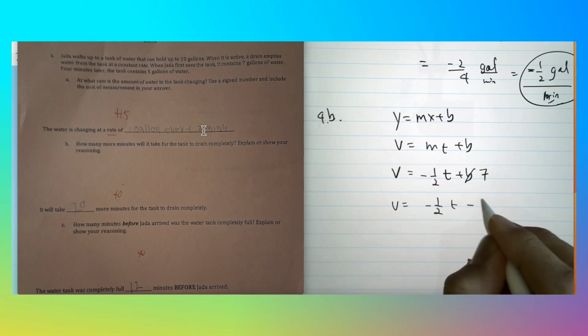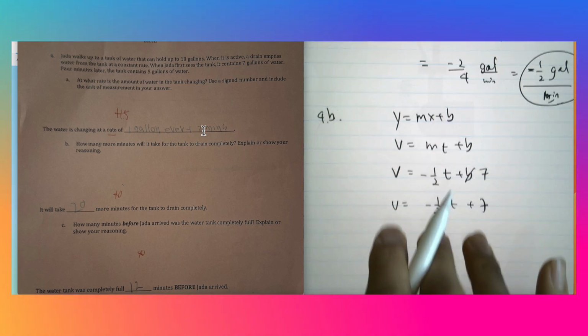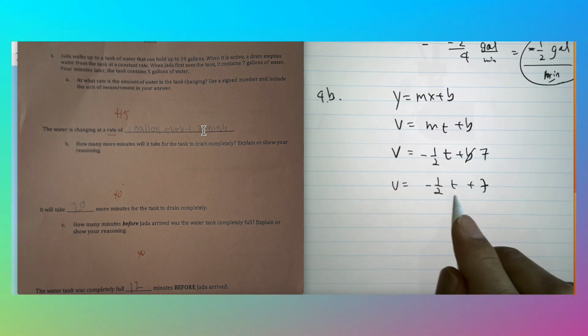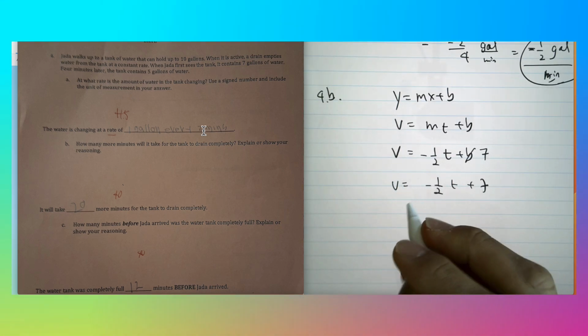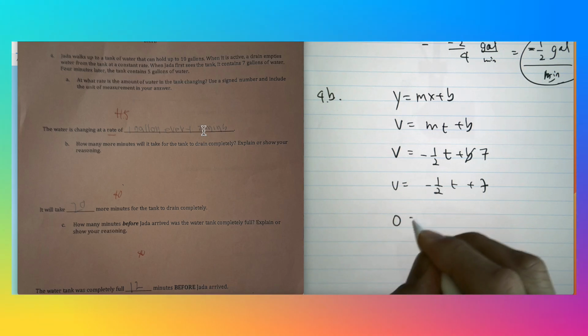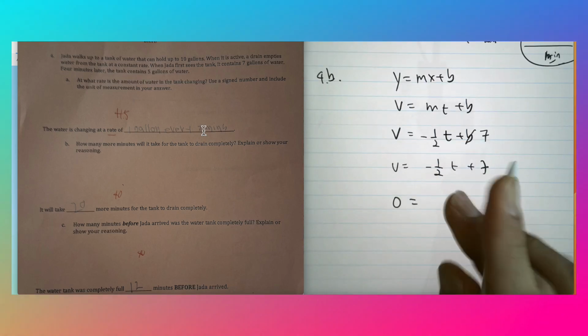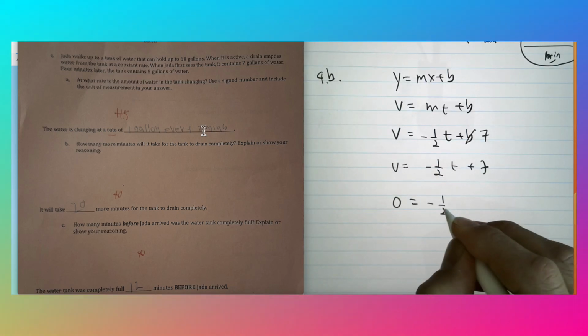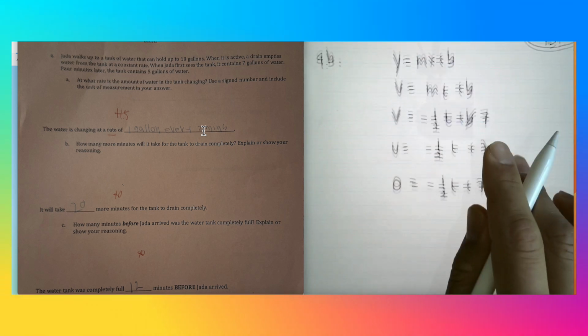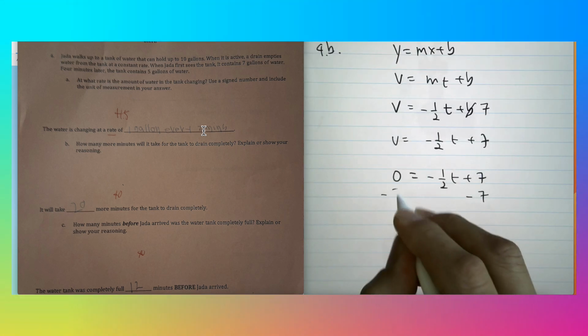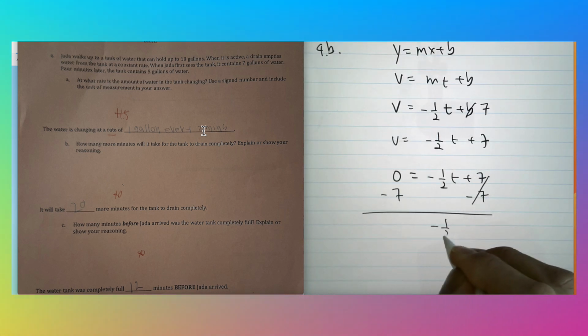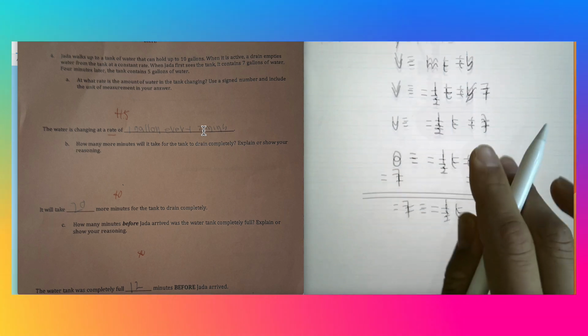Here you have an equation. Now from this, we need to find T when V equals 0, meaning when it's completely drained, the volume doesn't exist anymore. So 0 equals negative 1/2 T plus 7. And now we need to subtract 7 on both sides. And we get negative 1/2 T equals negative 7.